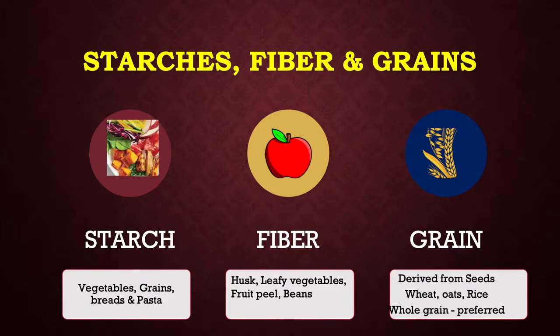When you choose starches, try and go for vegetables and whole grain breads and pasta that provide energy along with vitamins, minerals, and fiber. Unfortunately, many processed starches found on the shelves in our grocery stores are highly refined and may be less suitable for blood sugar control.